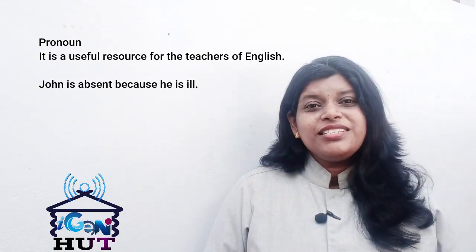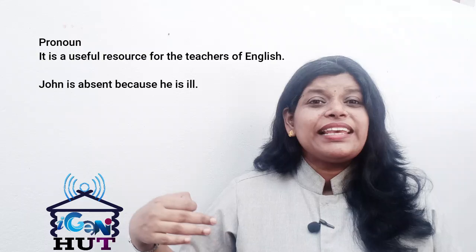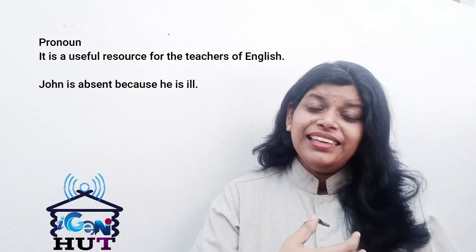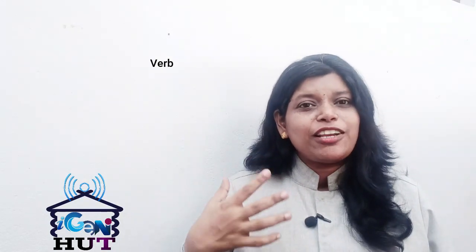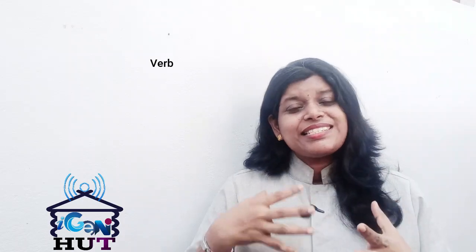John is absent because he is ill. He is ill. The next part of speech is verb. A verb is a word or a combination of words that indicates action or a state of being or condition of the subject. It is the heart of a sentence and tells us what the subject performs.